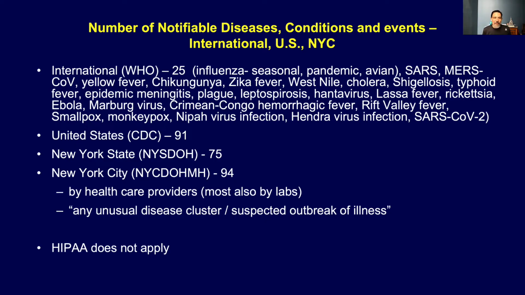So how many notifiable diseases are there? That also depends on your vantage point. Globally, there are about 25. This is a list that's always changing, as you can imagine, but there are about 25 notifiable diseases and conditions that are reportable by countries to the WHO on an international level. And at the CDC level, the federal level in the US, there are about 91 things listed on their list of notifiable diseases. And if you look at New York State, it's about 75, and there are more in New York City.